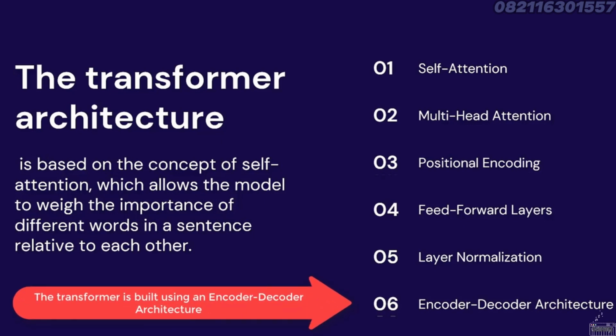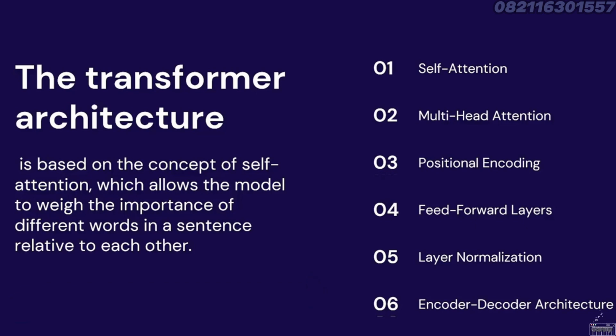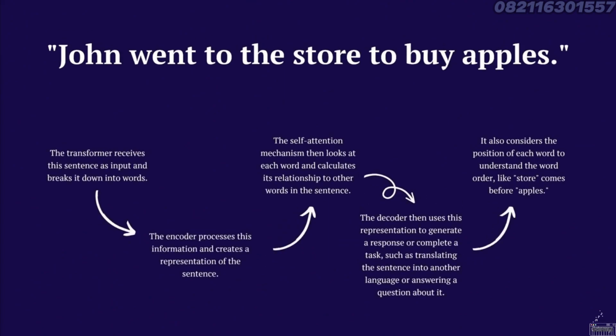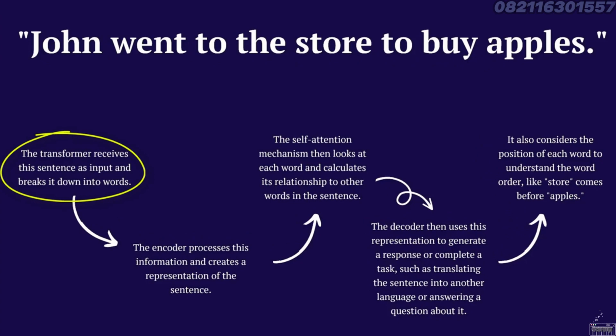Don't worry, all of this will be analyzed in the next lectures with specific examples and will be crystal clear for you. This is just an overview, so that you can revise some things and see all these components together. Let's see now an example. Let's suppose you have a sentence: John went to the store to buy apples. So the transformer receives this sentence as input and breaks it down into words.